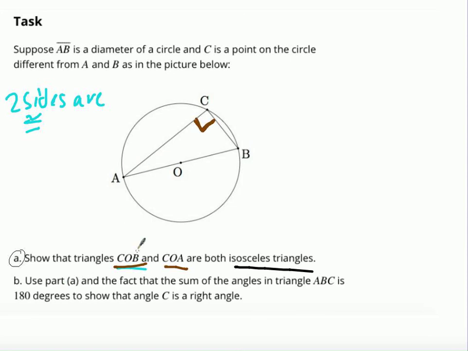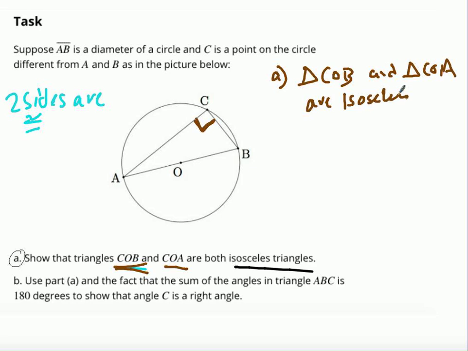From part A, we know that triangle COB and triangle COA are isosceles. So they have two sides that are equal and two angles that are equal. So here's an isosceles triangle. Then this side is congruent to this side, then this angle is going to be congruent to this angle. All right, so let's start by analyzing this information.